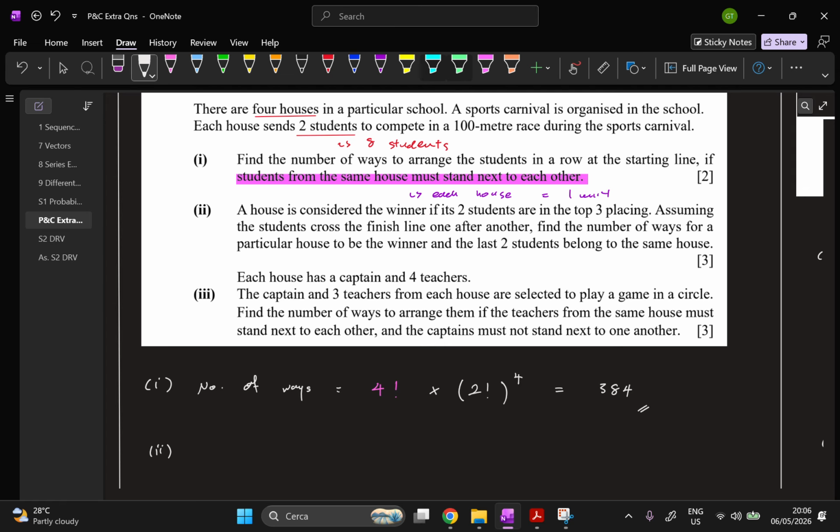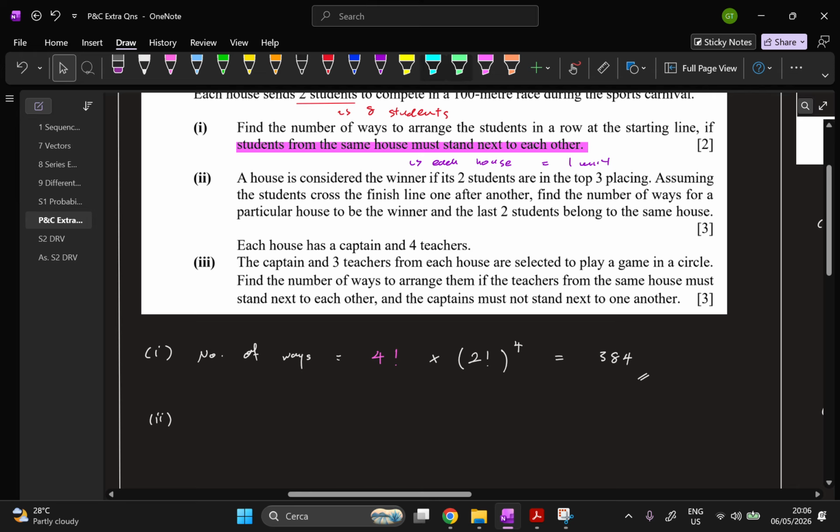Anyway, it says a house is considered the winner if its 2 students are in the top 3 placing. Okay, I want to talk about this for a bit. If its 2 students are in the top 3 placing. So what does this mean? This means whether I get a 1-2 or a 2-3 or a 1-3, it doesn't matter. As long as they are within the top 3 placing, 就赢了. So whether I get a 1-2 or whether I get a 2-3 doesn't matter. 两个都在 top 3 就是 that house is the winner.